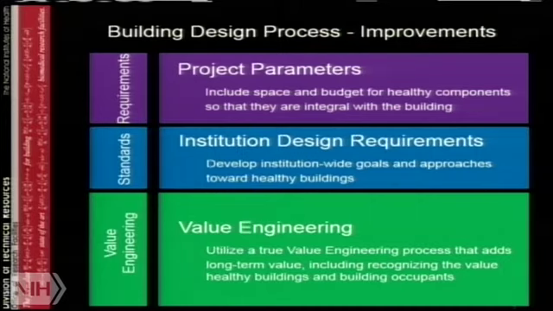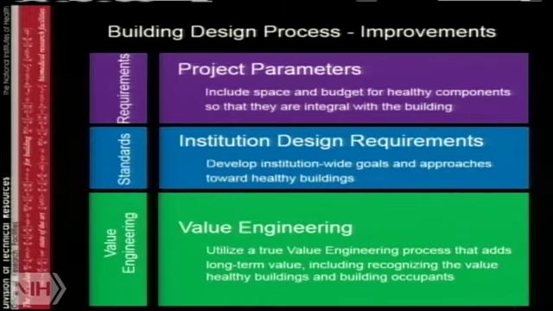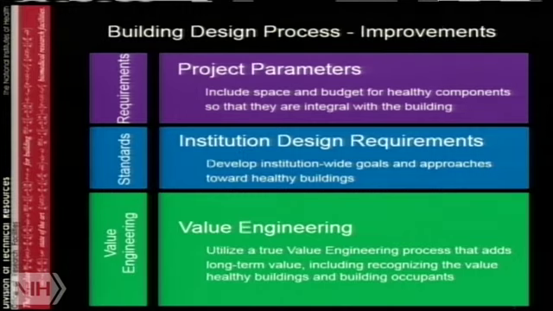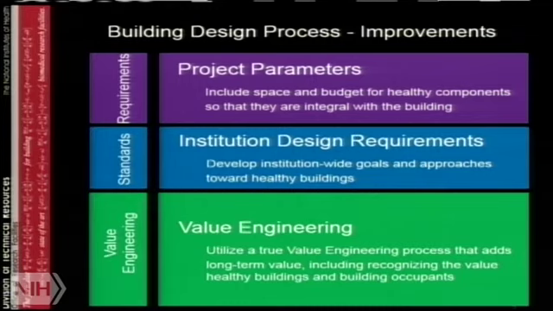So early on in the process, when the budget people are putting together a budget for the building and the planning people are putting together square footage for the building, they have to include these things. It's not just number of offices, number of laboratories or classrooms or whatever the programmatic requirements of the building are. It's also some of these softer, healthy features, which in some ways, as we're hearing, are just as important. The institutional design requirements have to develop institution-wide goals and approaches toward healthy buildings.